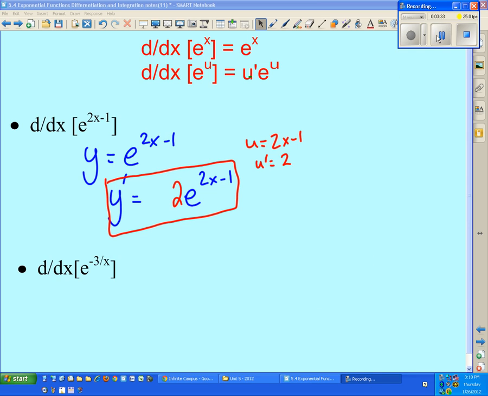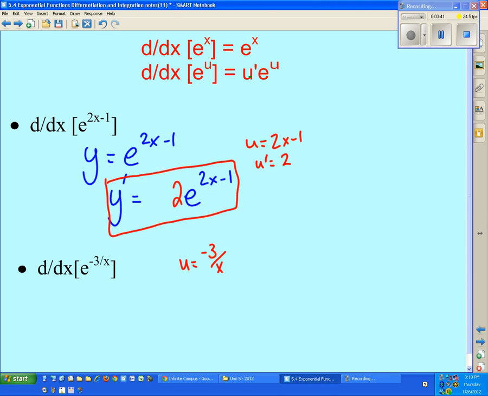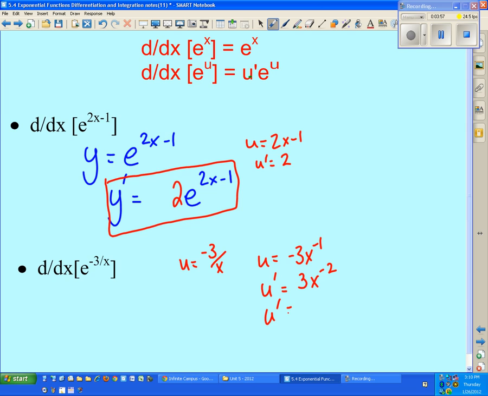And then down here, for this one, again, my u value in this case is negative 3 over x, or I could write it as u equals negative 3x to the negative 1. Then for u prime, we multiply by the power, which makes that 3, and then we reduce the power by 1, which turns it into negative 2, so u prime could be written as 3 over x squared.